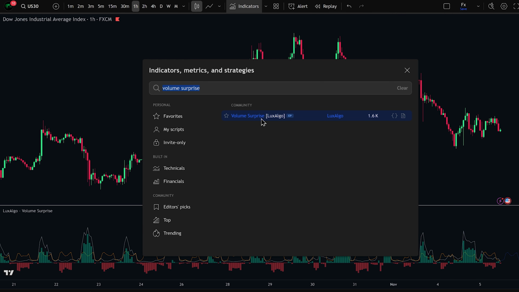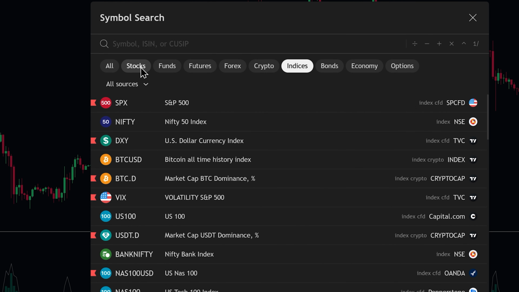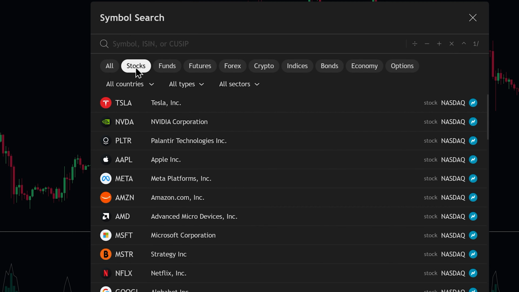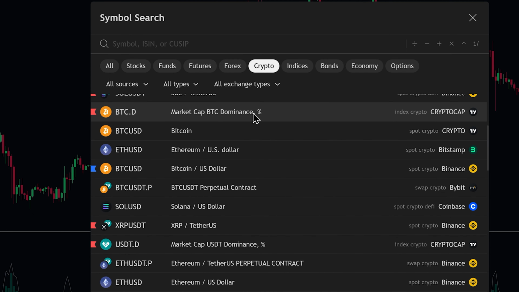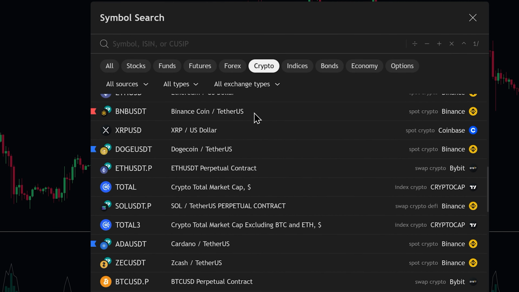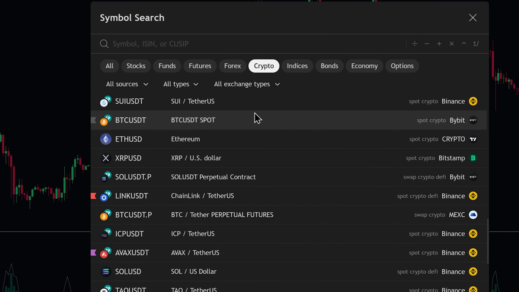The great thing about this indicator is that it works smoothly across Forex, indices, and stocks, where trading sessions follow clear daily cycles. It can also be used on crypto, but since crypto trades 24/7, its volume patterns are less consistent, so the forecasted volume curve may not always be as accurate.